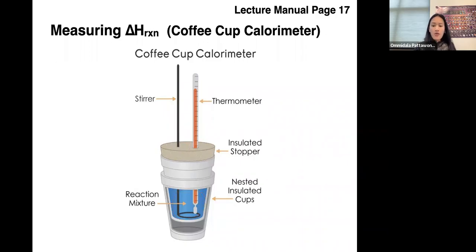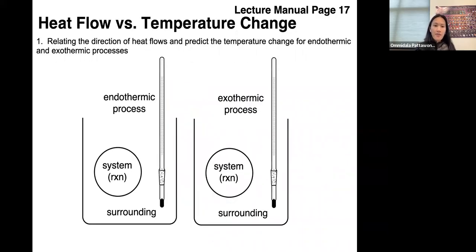Okay, so before we get to do that, I would like to talk about how heat flows and tie that back to how the temperature changes as well. The first thing we are going to look at is relating the direction of the heat flow and predicting how the temperature would change for both endothermic and exothermic processes.